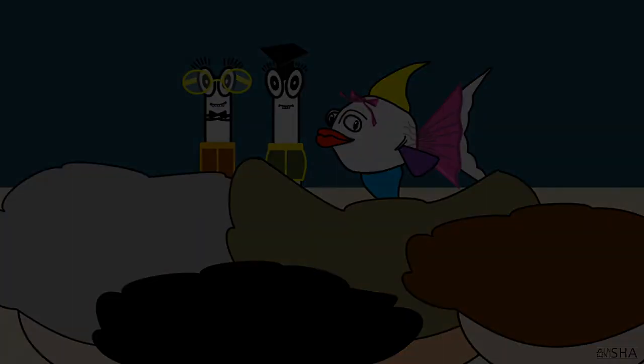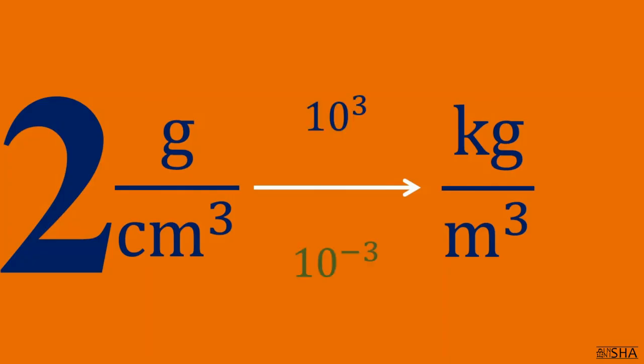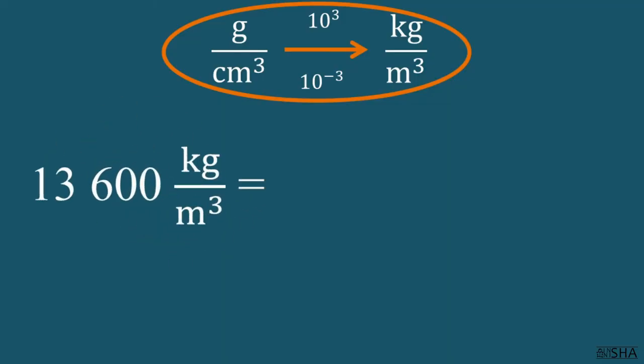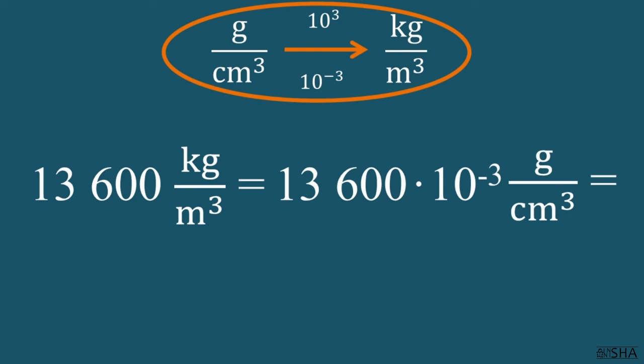To convert units of density from the SI system to grams per cubic centimeter, you need to multiply the given number by 10 to the negative third power. This is the rule number 2. For example, convert 13,600 kilograms per cubic meter to grams per cubic centimeter. So, 13,600 need to be multiplied by 10 to the negative third power. This can be written as 13.6 of a gram per cubic centimeter.